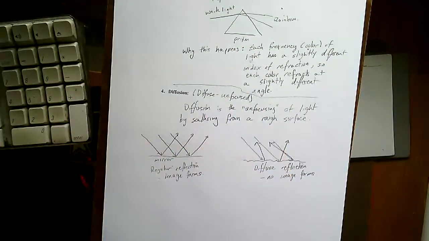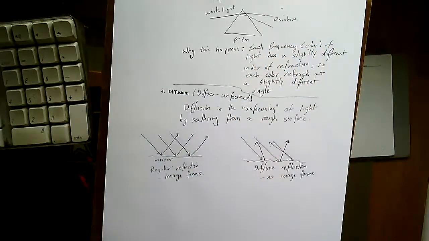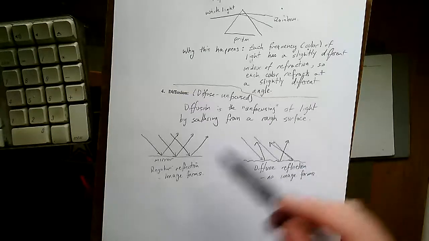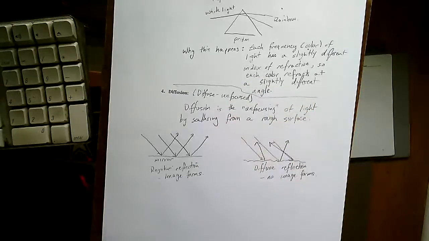Okay, so when I'm looking at this piece of paper, light's reflecting off of it. That's how I can see it. That's why it looks white, because all the light that hits it's reflecting off. But microscopically, its surface is rough like this, and the light gets scattered off in all different directions, which is why I don't see an image. I can't look at myself in a piece of paper like I can look at myself in a mirror.